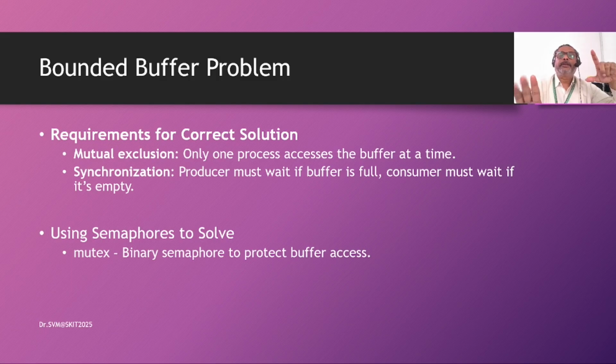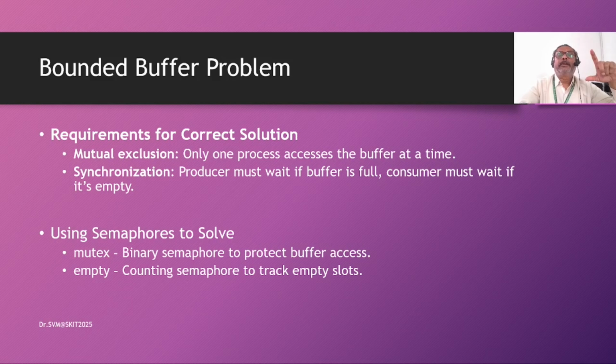If the consumer is using it, the producer should wait. If the producer is using it, the consumer should wait, because we want only one of them to use the shared buffer at any given time. Mutual exclusion. So we need just a simple binary semaphore to take care of that. Then we need to make sure whether the buffer is full or empty. To know that, we have one semaphore which keeps counting how many slots are empty.